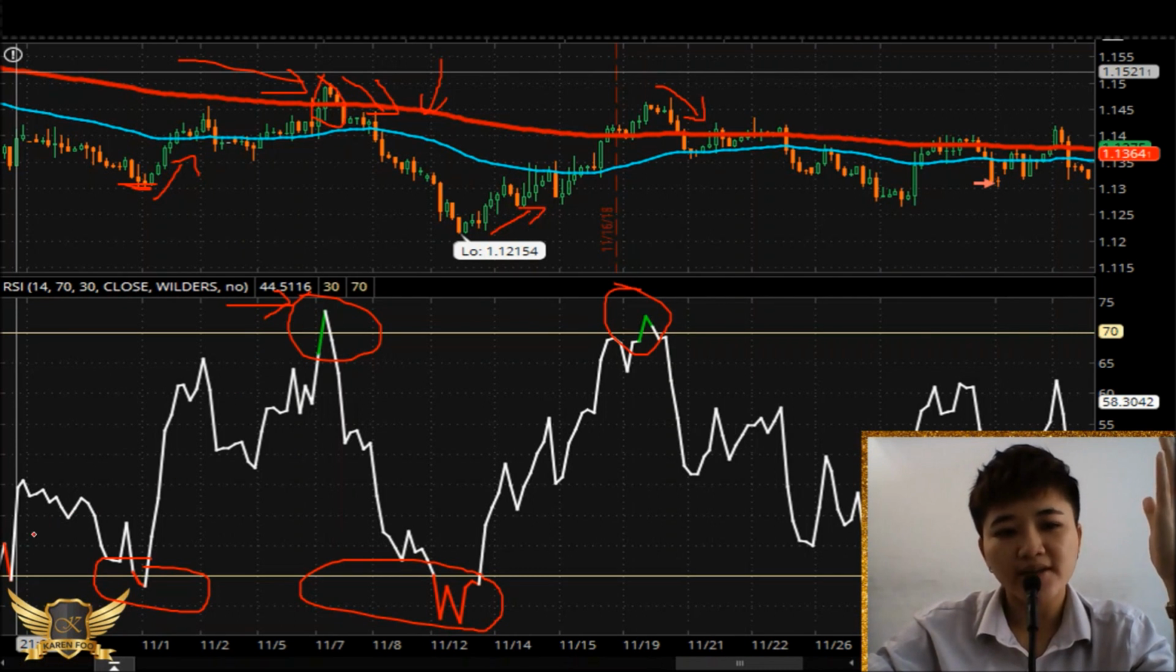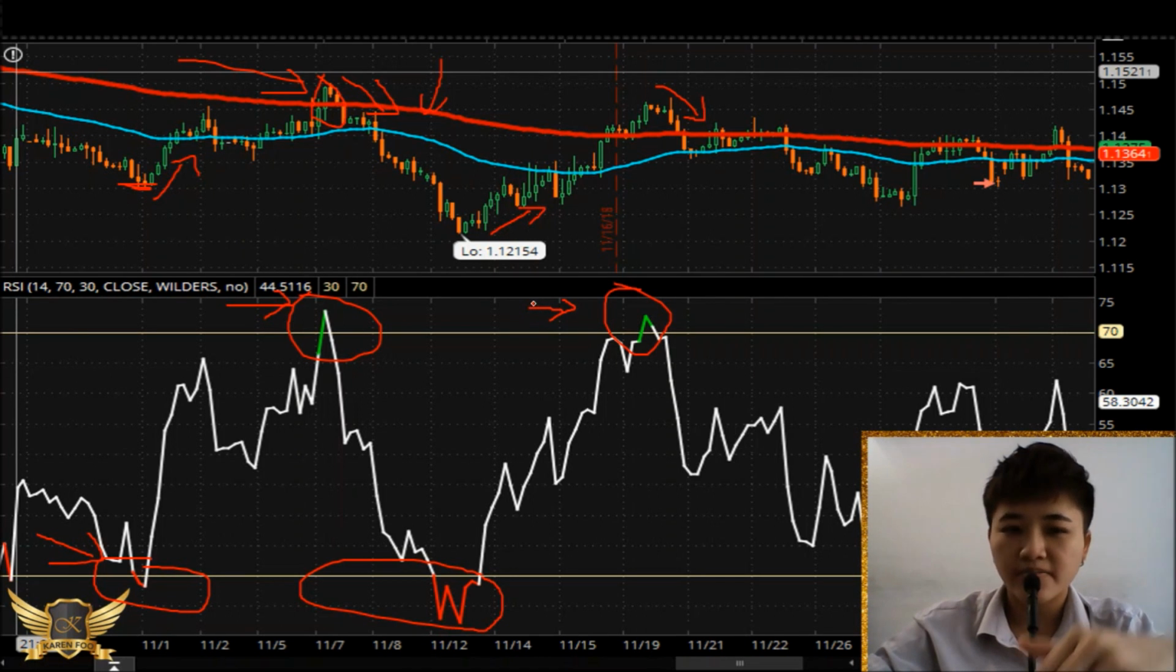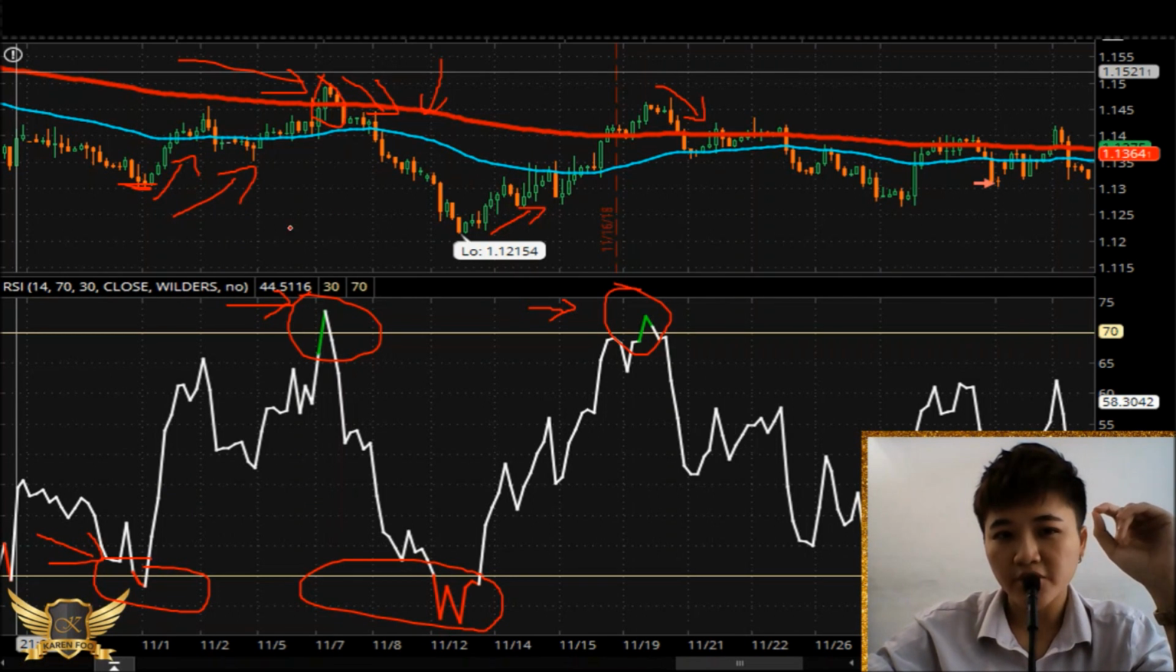But of course, with that said, this doesn't happen all the time. It doesn't mean that when it goes above 70, then for sure it'll immediately go bearish. It doesn't mean that if it goes below 30, then for sure it's immediately going to go bullish. This is what I call the ideal situation. It doesn't happen like this all the time.